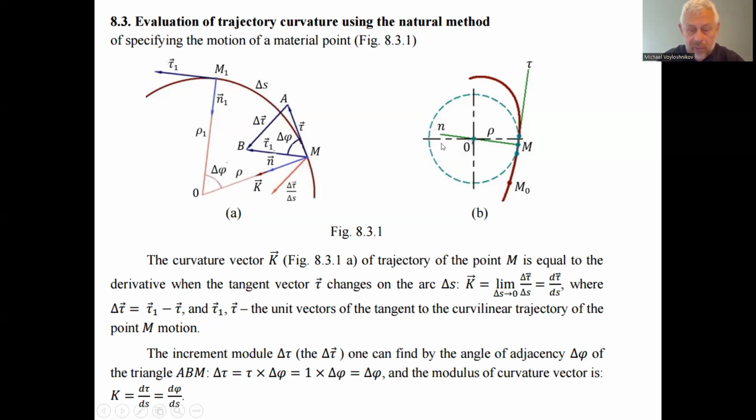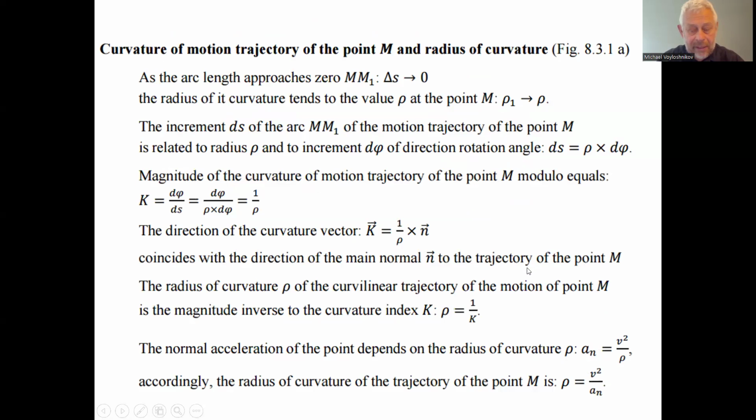So the magnitude of the curvature vector k is equal to 1 divided by rho, and the direction is n. This is the main normal orth of the axis. So the direction of the curvature vector coincides with the direction of the main normal to the trajectory of the point, and the radius of the curvature of the curvilinear trajectory of the motion of the point M is the magnitude inverse to the curvature index. The curvature index K is the inverse magnitude to the radius of the curvature rho.